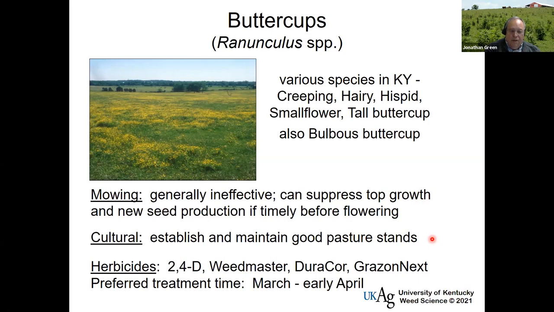It's probably worthwhile to do something other to correct the forage stand as a more long-term strategy to control the buttercup. Herbicides, take your pick. 2,4-D works as well as anything. And right now, March through early April, we want to be on that and making those applications.